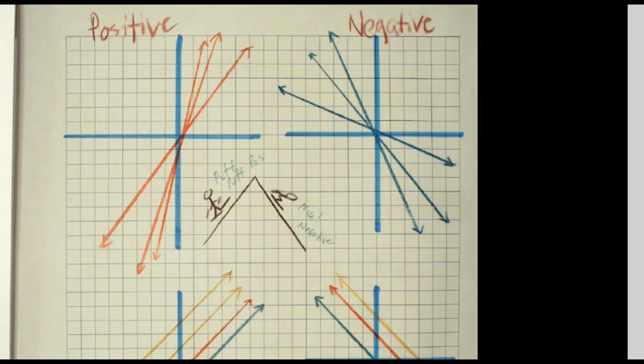Hey folks, this is a little mini lesson for 3.7 AB, especially those of you working through the independent study. All right, some basic things you need to know about slopes and lines.